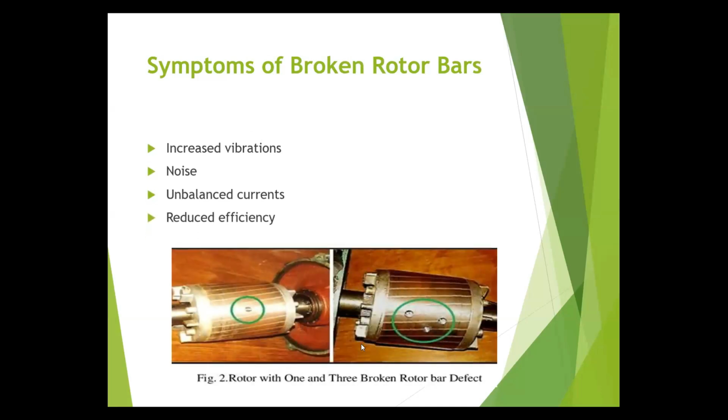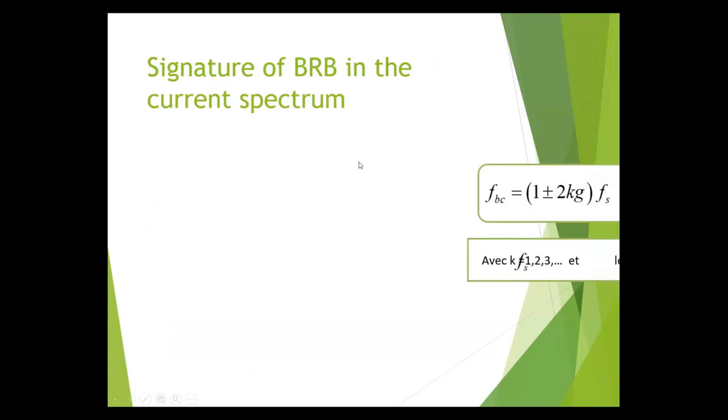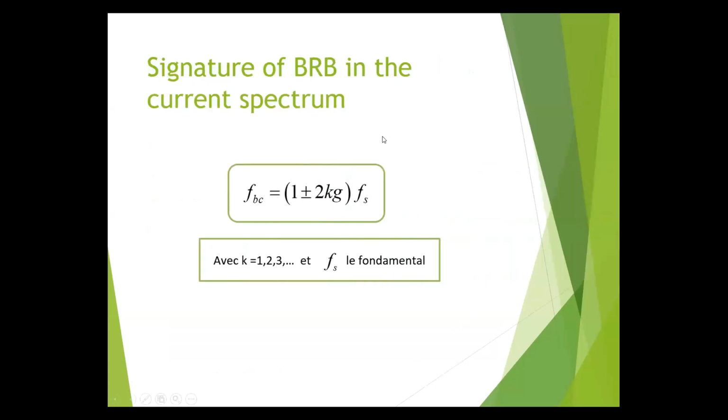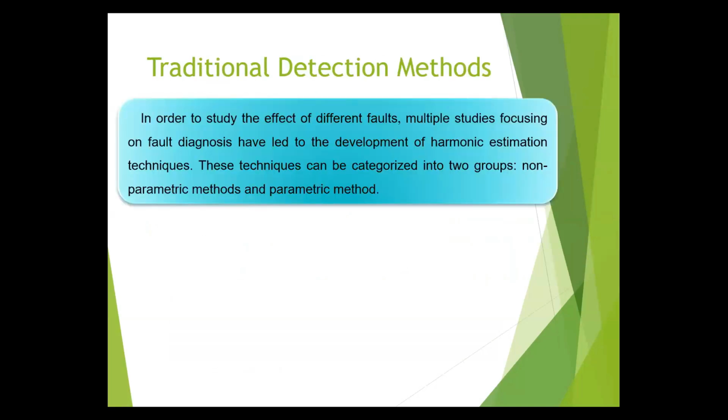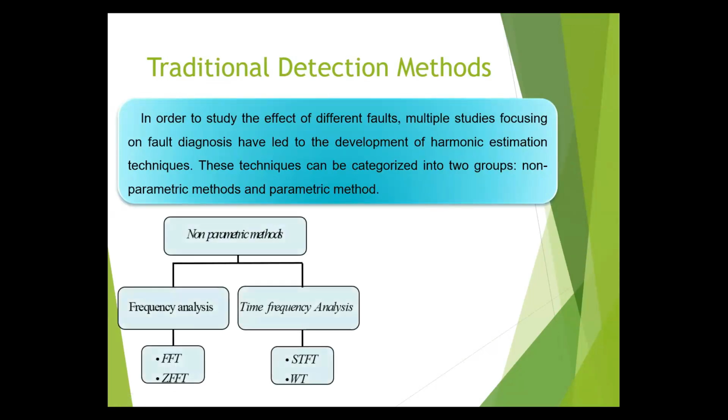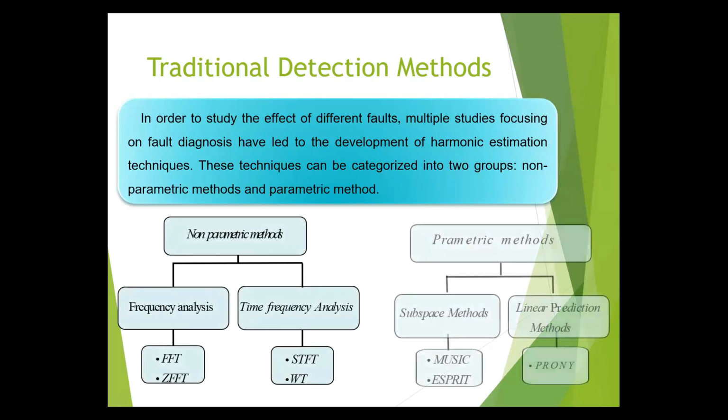This will represent the rotor with 1 and 3 broken rotor bar defects experimentally. This equation presents the signature of a broken rotor bar in the current spectrum, where g represents the slip and f represents the fundamental frequency. In order to study the effect of different faults, multiple studies focusing on fault diagnosis have led to the development of harmonic estimation techniques. These techniques can be categorized into two groups, non-parametric methods and parametric methods, where the non-parametric methods are further subdivided into frequency analysis and time-frequency analysis, while the parametric ones are subdivided into subspace methods and linear prediction methods.